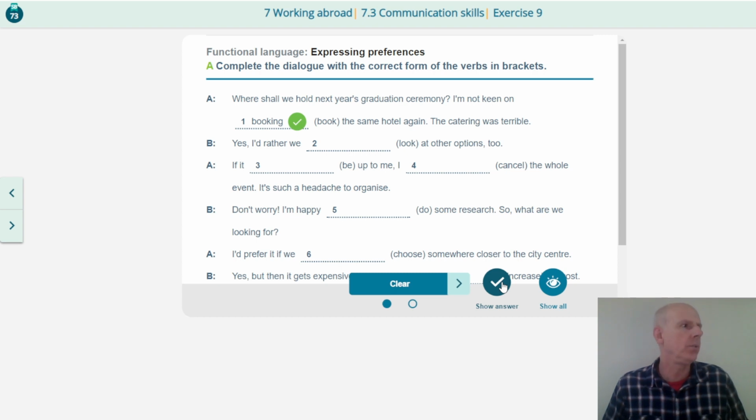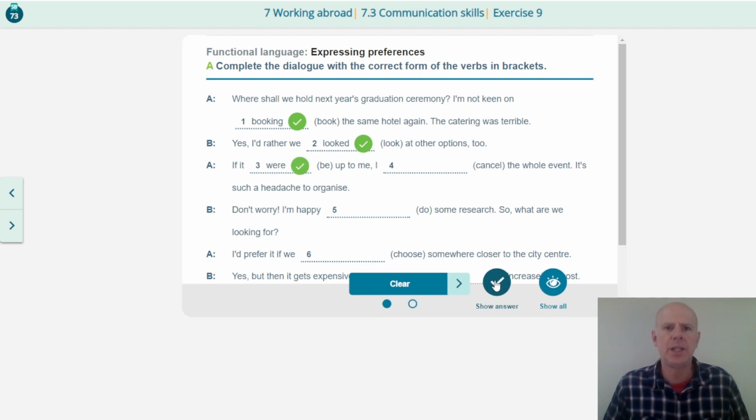Yes, I'd rather we looked at other options too. If it were up to me, I would cancel the whole event. Wow! I would cancel the whole event. It's such a headache to organize.